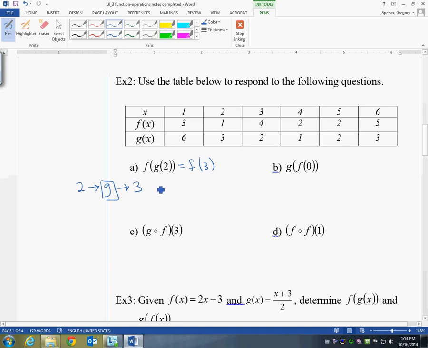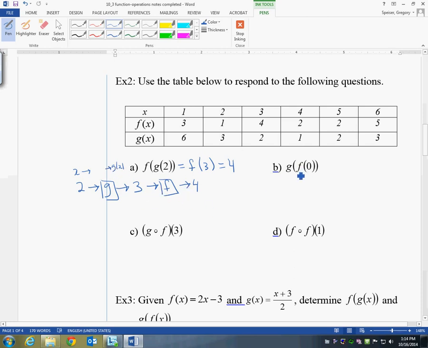Now this 3 is my new x, and when I plug that into my function f, what comes out? When I plug in a 3, a 4 comes out. So that is equal to 4. This is what I'm doing mentally, right? What goes in is the x value, what comes out is in this case g of x. So the g of x turns into my x that goes into my f function. A 3 goes in, a 4 comes out.